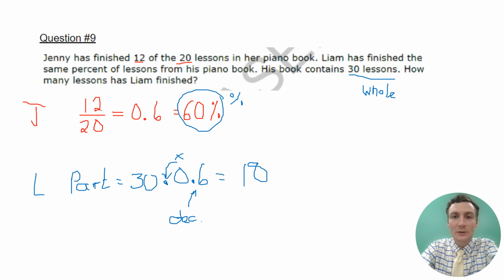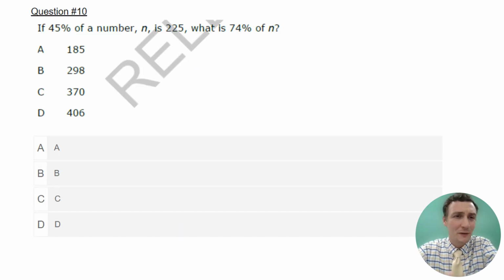Now, what does this 18 represent? It represents how many lessons Liam has finished already. All right, final one. Here we go. All right, final question, and this one's a bit of a doozy.